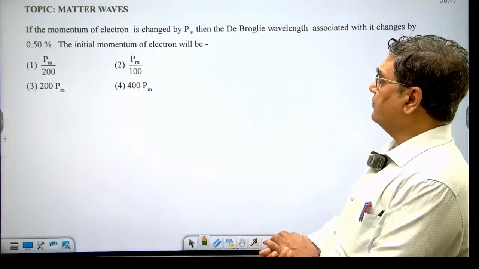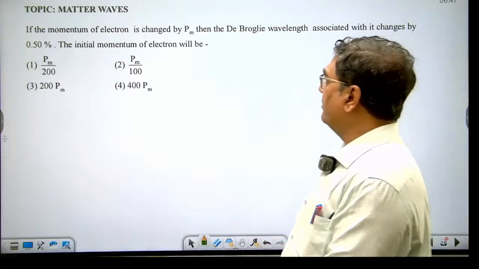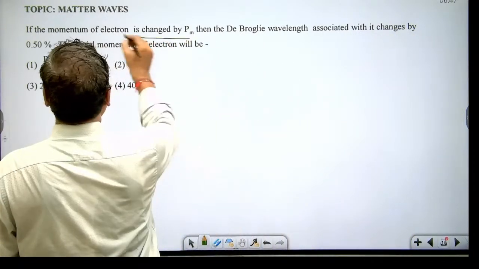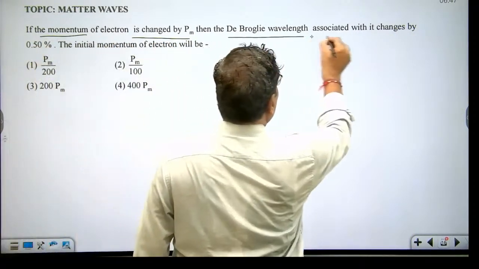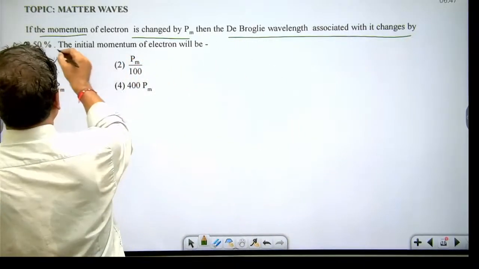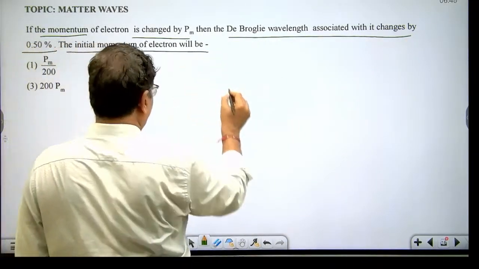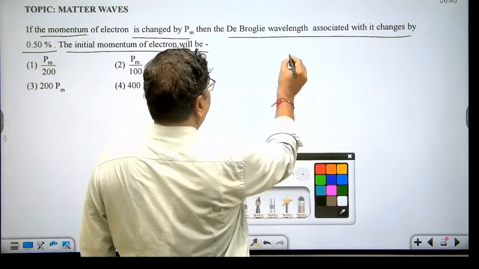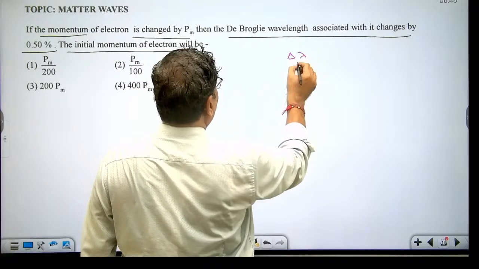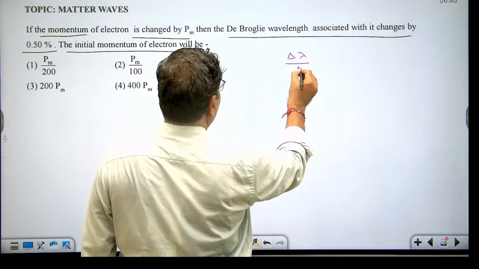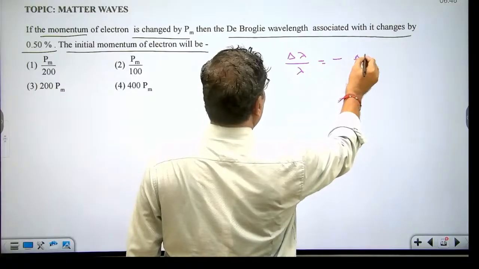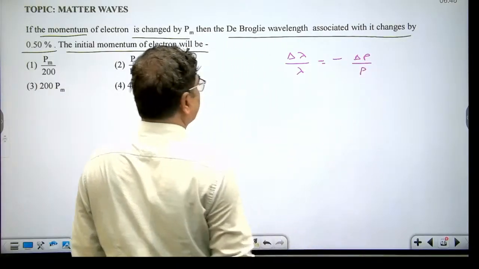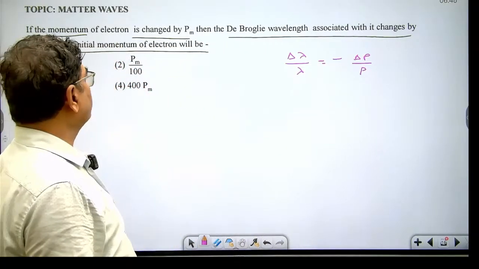This is again a very good question for NEET JEE 26. If the momentum of an electron is changed by pm, then the de Broglie wavelength associated with it changes by 0.5%. The initial momentum of the electron will be. Dear student, lambda equal to h upon p. So the relation is delta lambda upon lambda equal to minus delta p upon p.